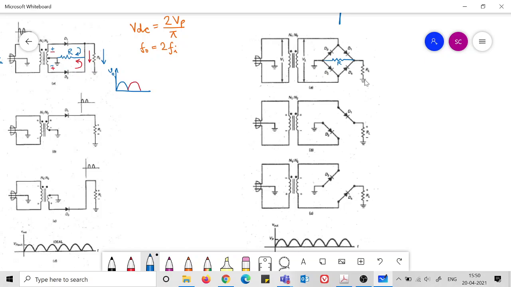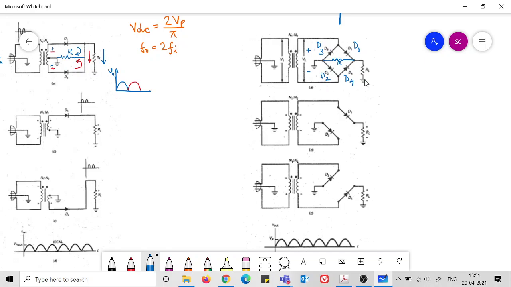Now you see in the positive half cycle, what happens? This voltage, this is plus and this is minus in the positive half cycle. So which diodes? This is D1, this is D2, this is D3, this is D4. Let me draw in a bit more legible manner. D1, D2, D3, D4. Tell me which diodes are in forward bias when it is in the positive half cycle.